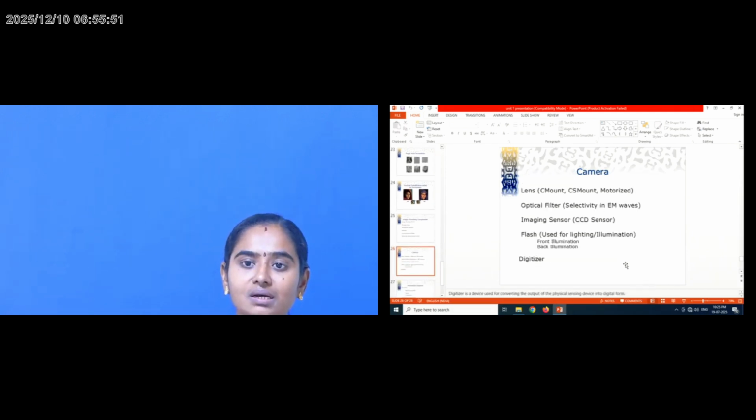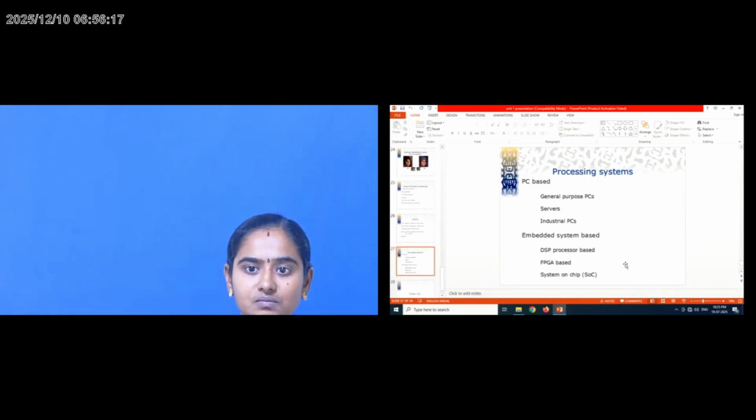Then this is the camera. What is meant by a camera? In the initial step of image acquisition and sensing, we use these types of cameras to capture the raw image and convert it into a digital image for our process. So these are some configurations to capture the images. These are the processing systems, examples of image processors.